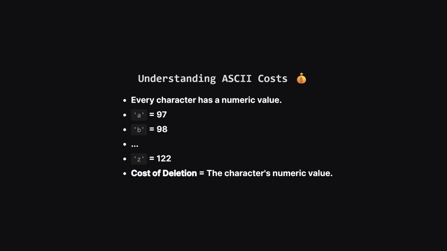To visualize the cost, remember that computers store characters as numbers. For example, the letter A is 97, B is 98, and so on. If you decide to delete the letter A from your string, you pay 97 points. If you delete Z, you pay 122 points. So we prefer deleting A over Z if we have a choice, because A is cheaper.